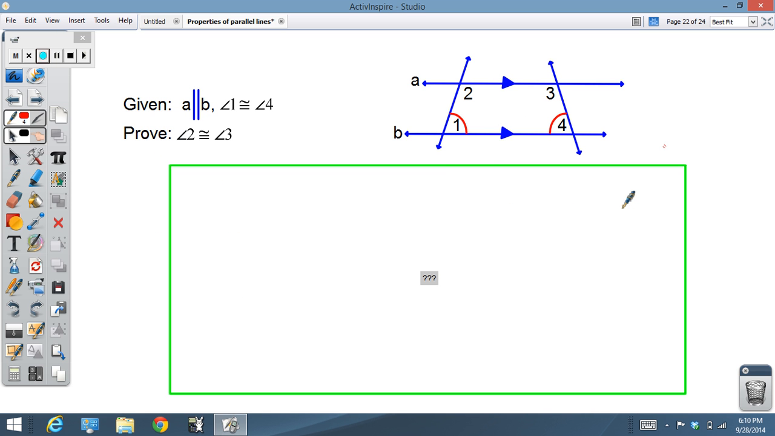Finally, an example of a proof that will use this theorem. Pause if you wish to work on it on your own. But given that A is parallel to B, 1 is congruent to 4, can you prove that angle 2 is congruent to 3? Think about it for a moment. Answer will be revealed shortly. Pause if you want. And here it comes.